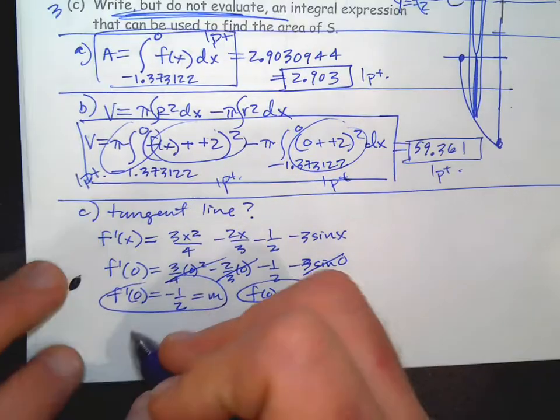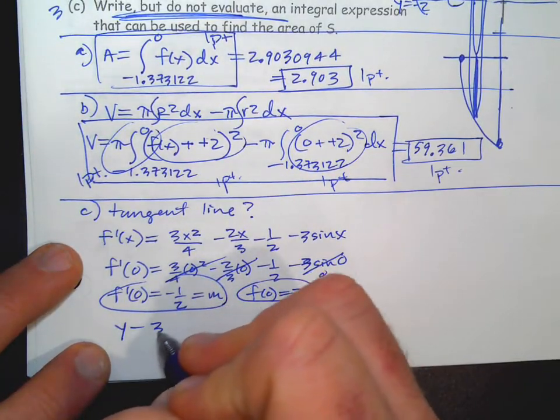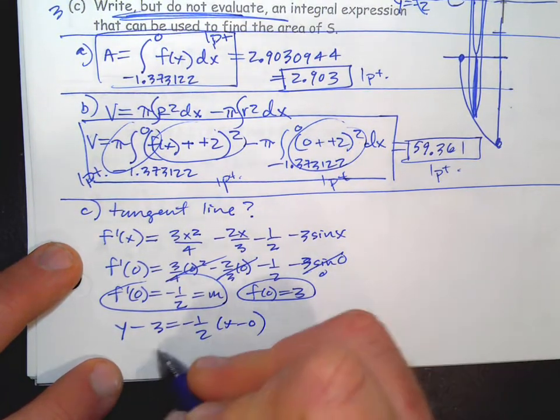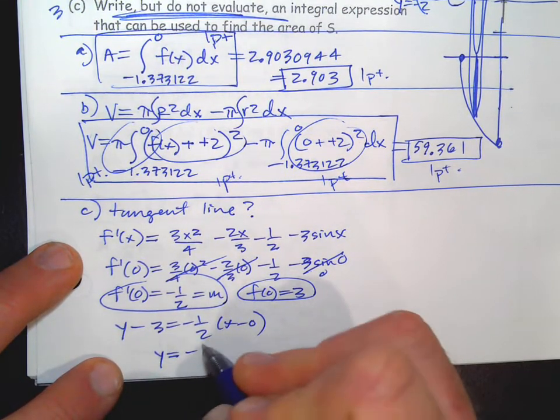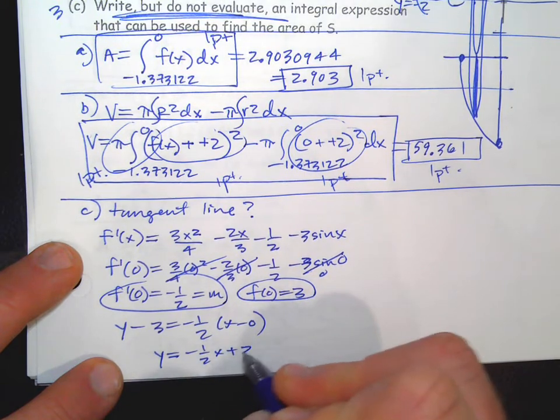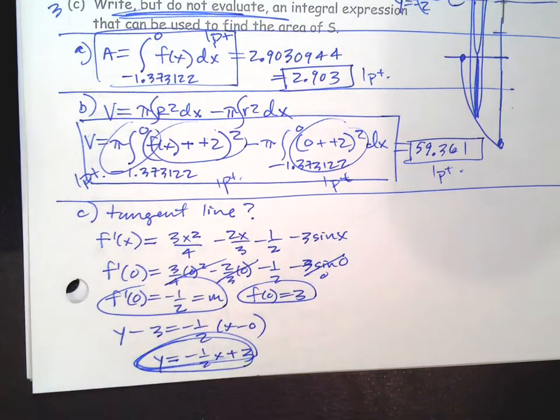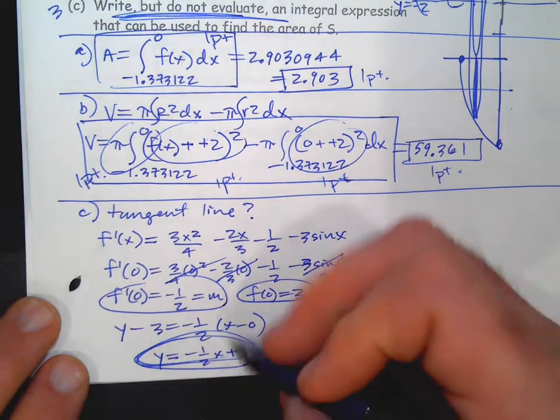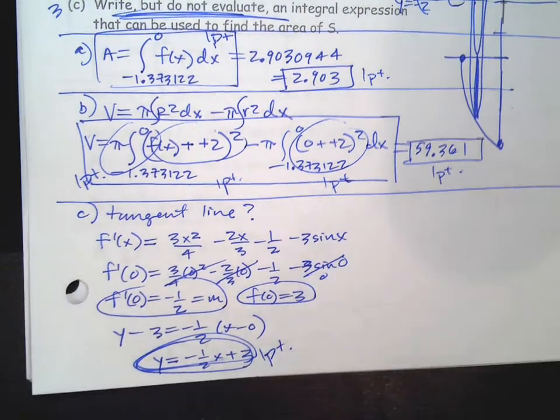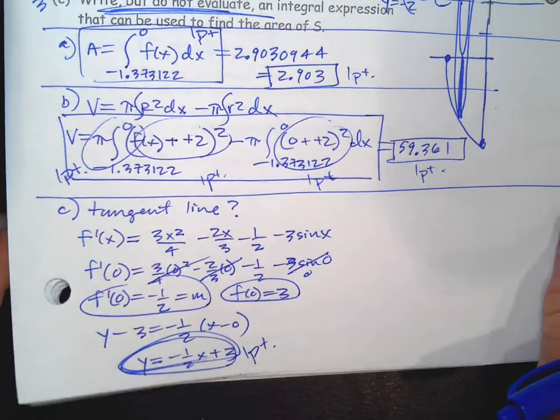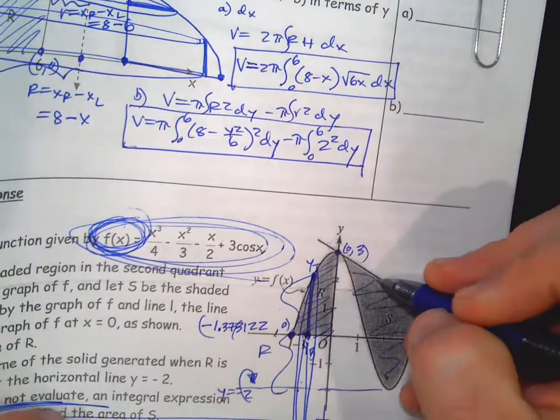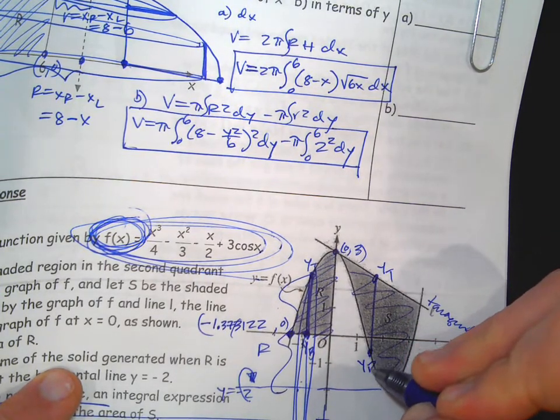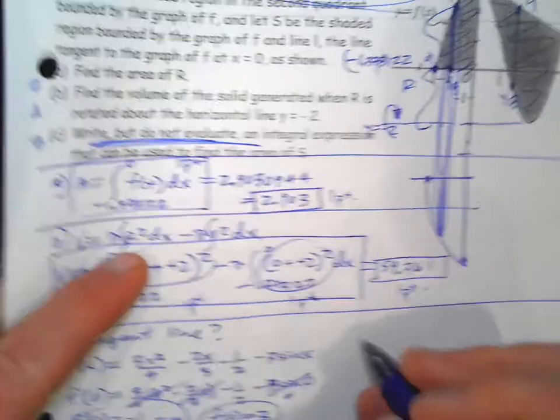So the equation of the tangent line is going to be y minus 3 equals negative 1/2 times x minus 0, and you probably want to change it to slope-intercept form: y equals negative 1/2 x plus 3. So that's the equation of your tangent line, which is a point of the 3 points, by the way. And then we want to find the area between it. So we're going to do y top minus y bottom.